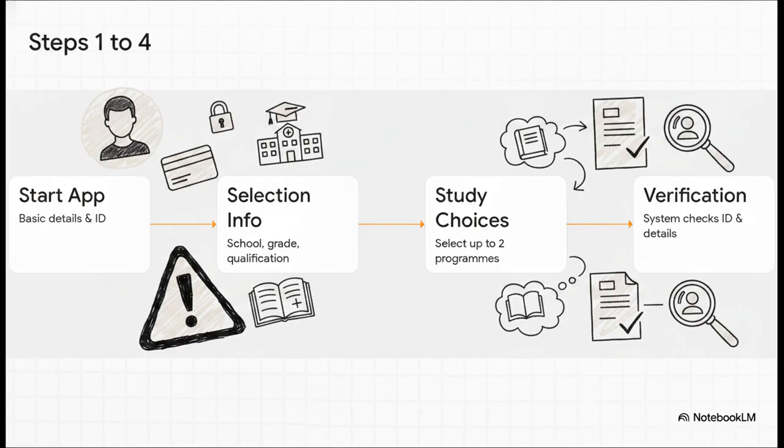Moving right along, step 2 is where UFS gathers your selection info, stuff like your current grade, and whether you're completing your National Senior Certificate, the NSC, the IEB for independent schools, or an equivalent qualification. Then, step 3 asks you to lock in those 2 study choices we talked about. Finally, step 4 acts as a checkpoint. The system actually verifies all this info against your ID to make sure it's a flawless match before letting you proceed.